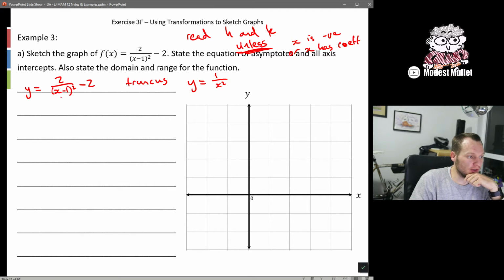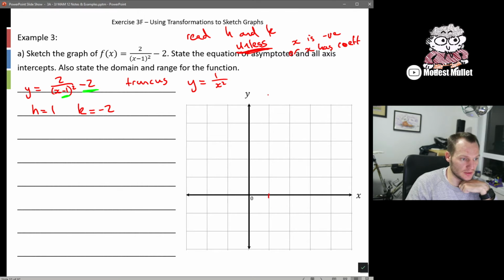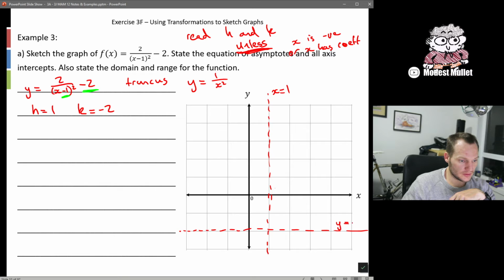So straight away off this, that's my h value in there with the x, and that's my k value there. I get h is equal to 1 and k is equal to negative 2. So I go down, h is 1, that's x equals 1. That's going to be my vertical asymptote, x equals 1. Straight away, I also get my horizontal asymptote, which is y is equal to negative 2. So from these, I get my asymptotes.